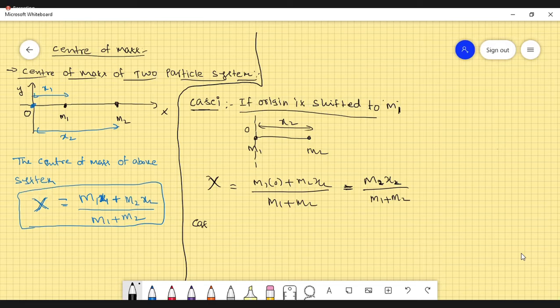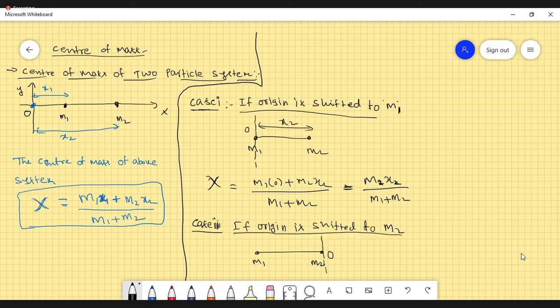Right. Case 2, if we consider, if origin is shifted to M2. Clear? So if origin is shifted to M2 means, so this is M1 and this is M2. So here the origin, no? This is the origin. Yes?